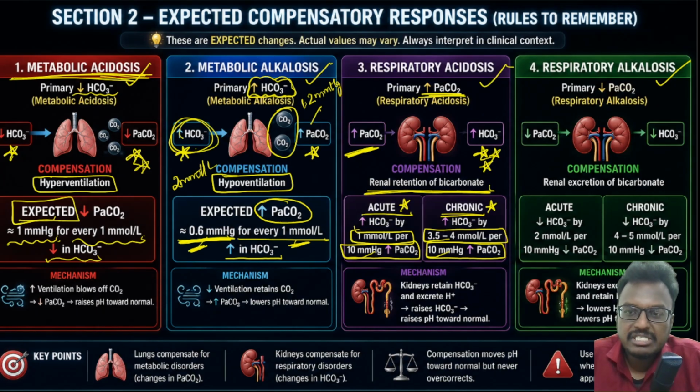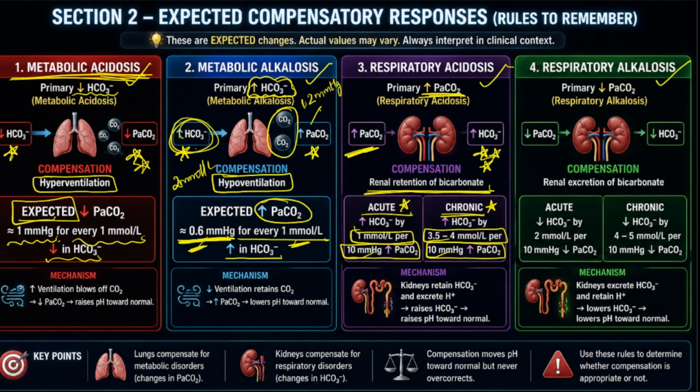So this is the compensation in respiratory acidosis. Now finally coming to the fourth type of disorder, that is respiratory alkalosis. In respiratory alkalosis, the primary defect is a decrease in the PaCO2. The decrease in PaCO2 is compensated by renal excretion of bicarbonate. Instead of retention, here the bicarbonate is excreted more so as to decrease the bicarbonate levels. This is the response seen in the case of respiratory alkalosis.